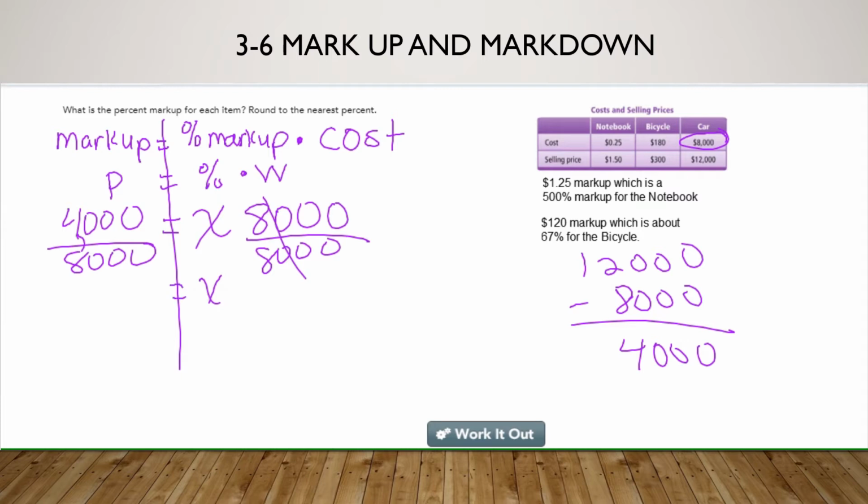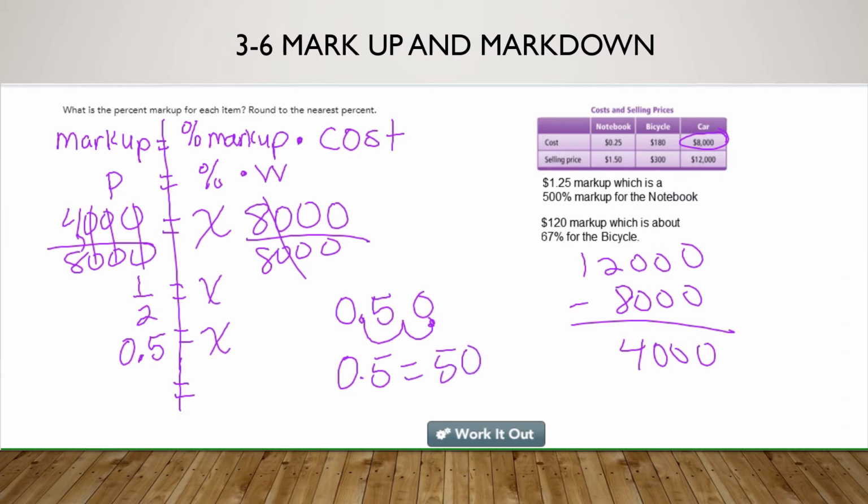And if I simplify 4,000 and 8,000, that simplifies to 1/2. And we can convert that to a decimal. That'll be 5/10. And remember to change your decimal to a percent. Decimal, percent, multiply, or you move it to the right 2 times. So 5/10 written as a percentage is 50%. So that means the markup on the car is 50%.